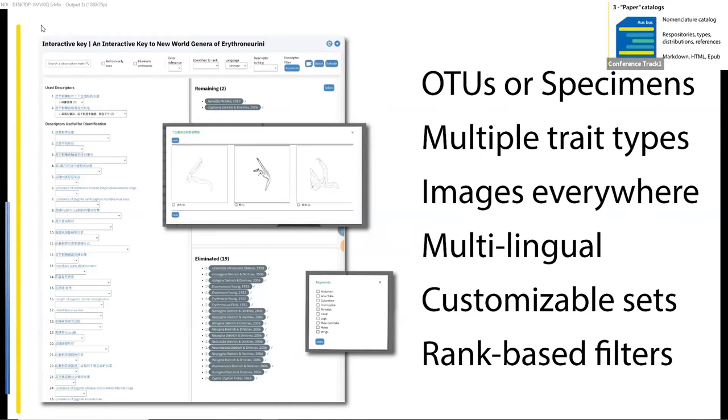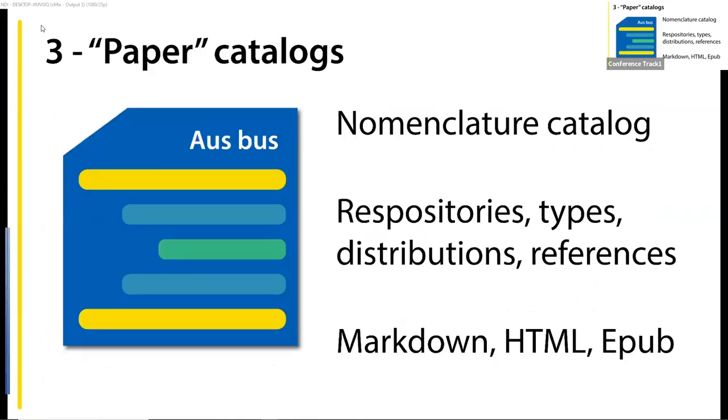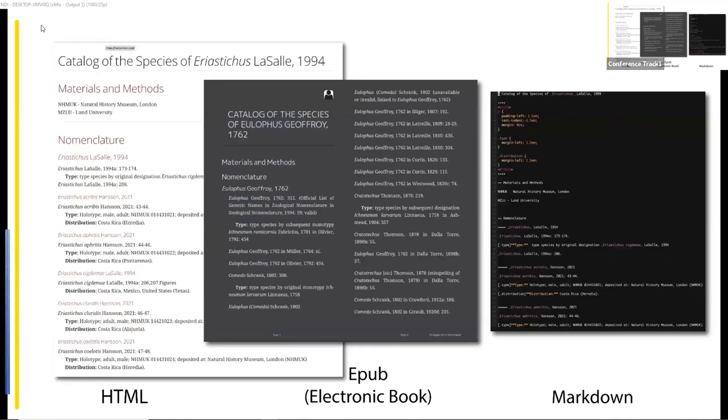The third product we have is something we're working on. We're calling it a paper catalog. And this is what you'll be familiar with as a very simple nomenclatural catalog that covers things like the nomenclature, but also things like repositories, types, distributions, and references. And then we produce three different formats there. There's an HTML format, a simple one-page HTML document that can get quite long that you can serve, for example, on your own servers or on a GitHub page very easily by putting it online.